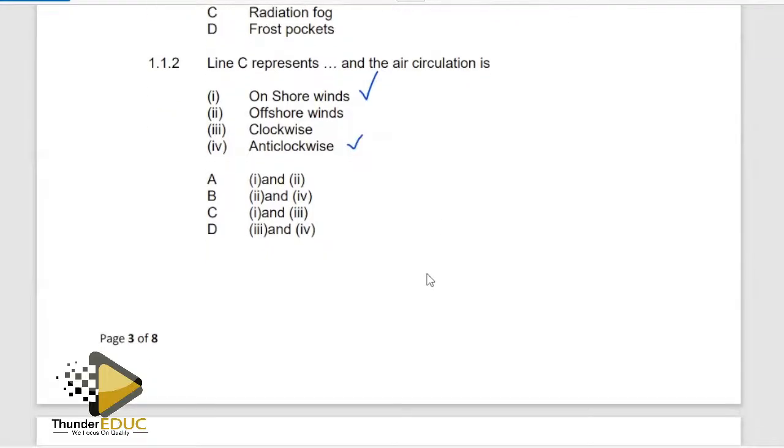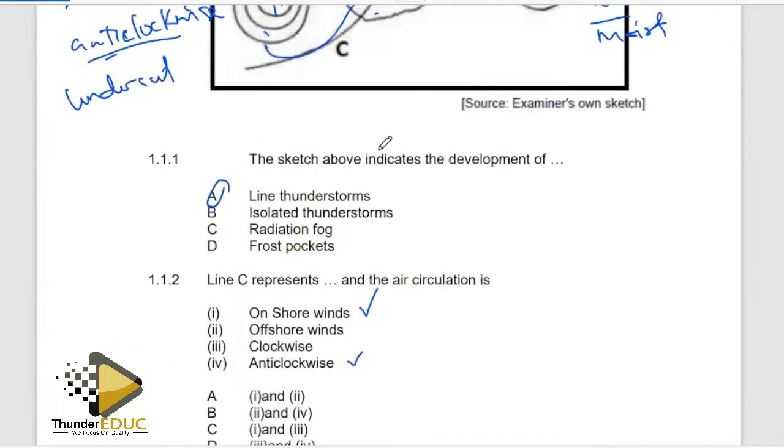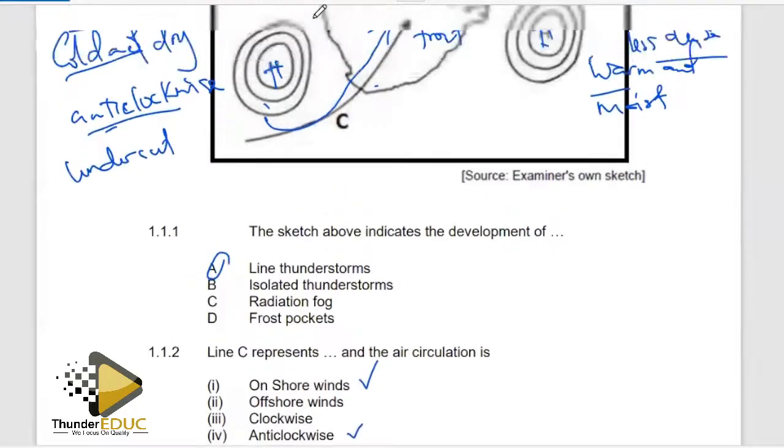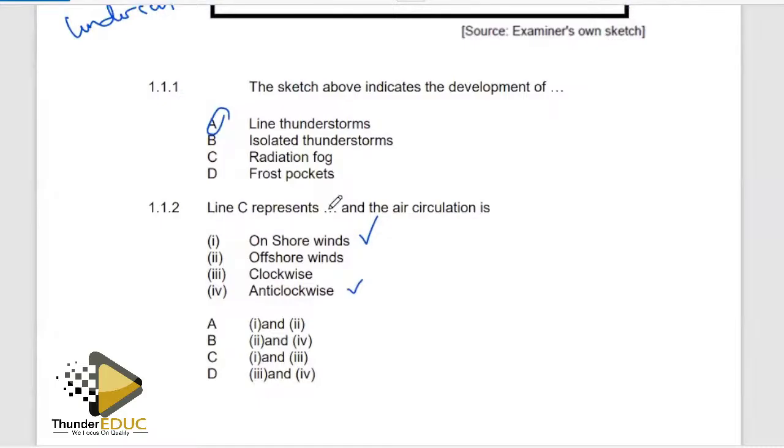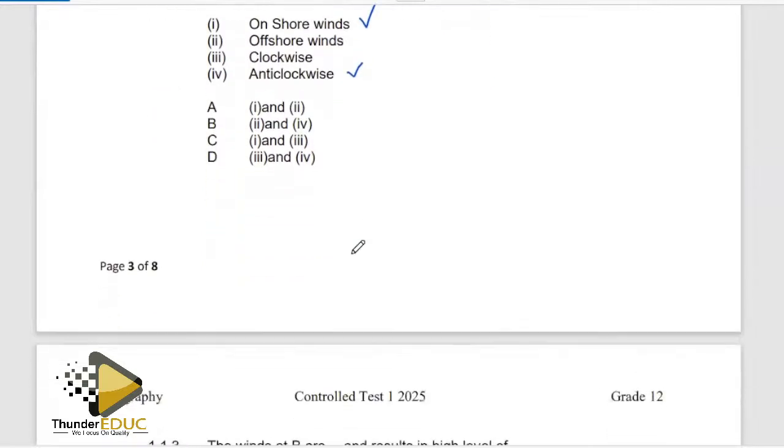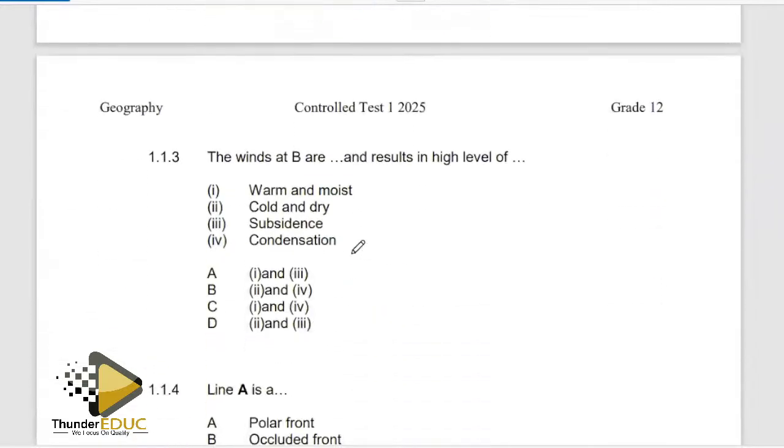Unfortunately, our responses don't have a correct response. But what you should master here is that it's onshore because the winds are coming from the ocean getting into the interior, and also the circulation out of the high pressure cell is anti-cyclonic. There is an errata for that particular question. Right, let's move on to question number 1.1.3.